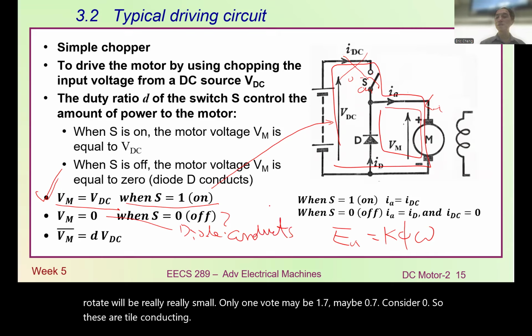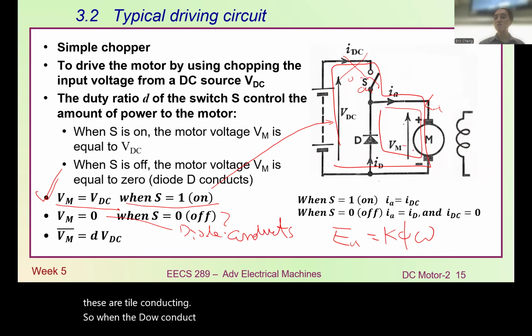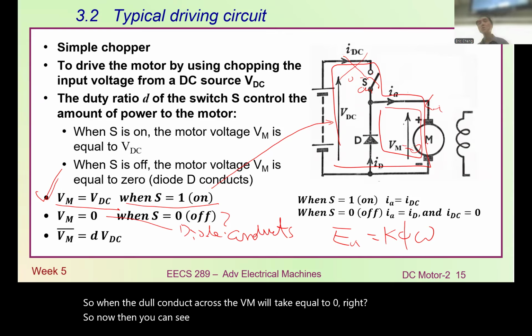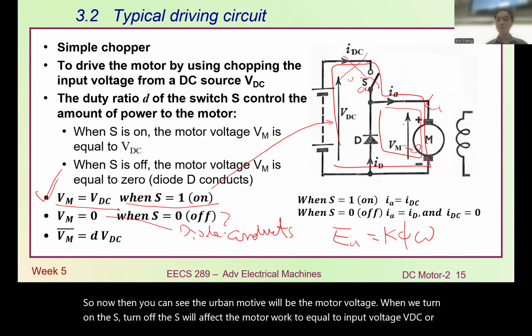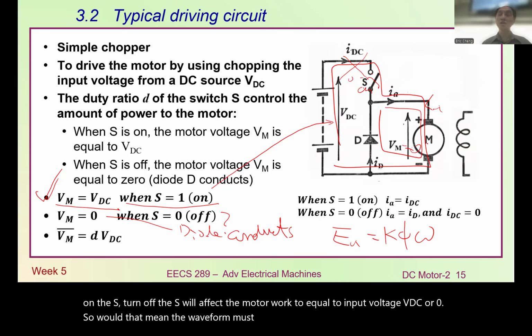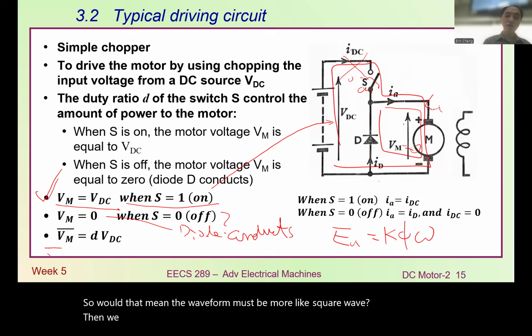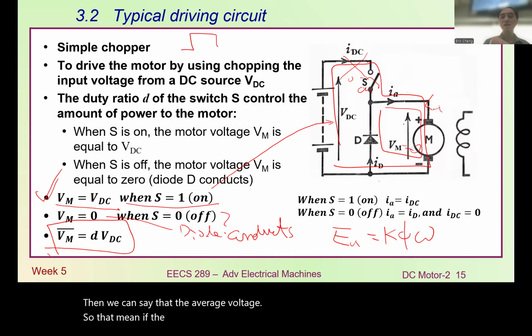So when the diode conducts, of course, the VM voltage equals 0, right? So now we can see the logic: the motor voltage, when we turn on the S and turn off the S, will be either the input voltage VDC or 0. That means the waveform must look like a square wave. Then we can find the average voltage.